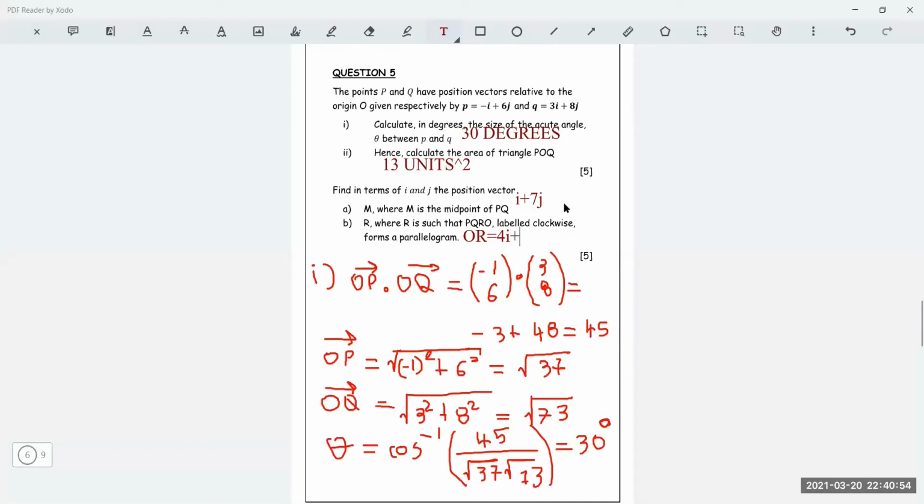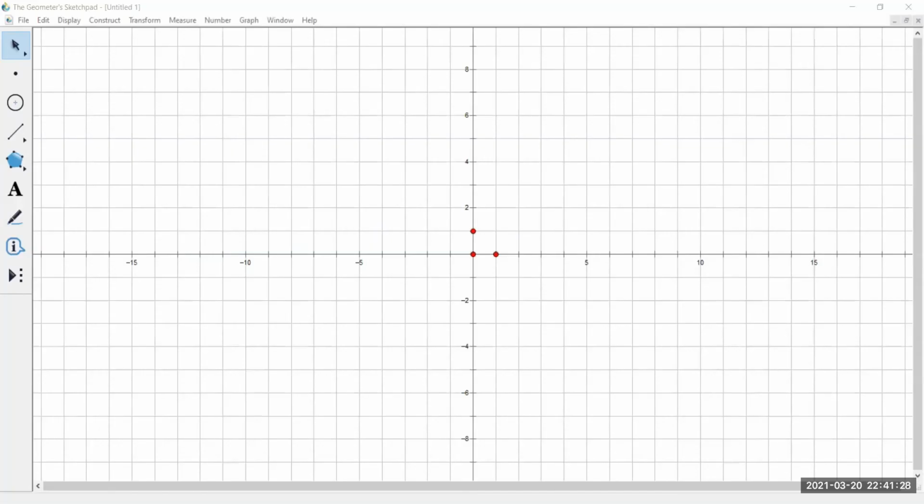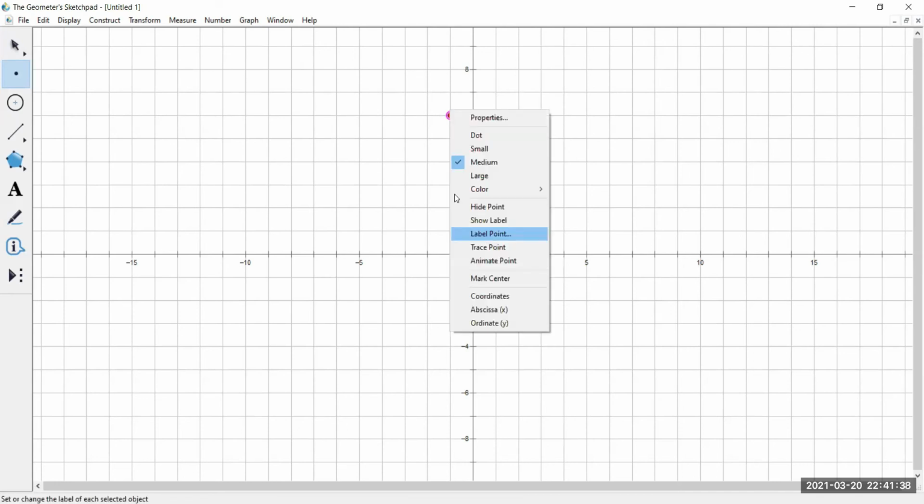Nice. So of course, we're going to verify all of these solutions. Let's go ahead and verify them. So going to Geometer Sketchpad, of course, that's a rectangular grid. And P is the point minus 1, 6. So here it is. P is the point minus 1 is here, 6 is here. This is the point P. Let's label the point as P.